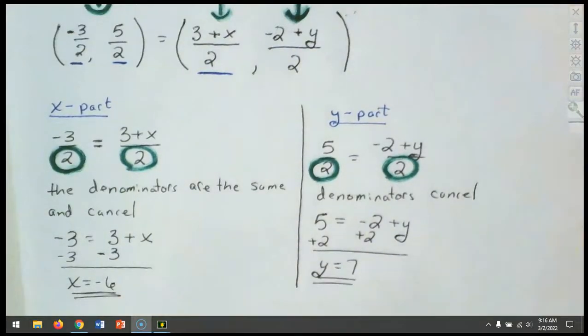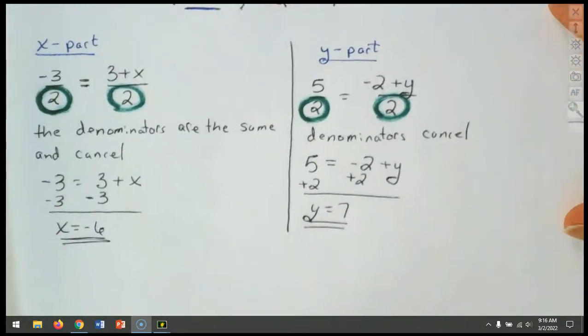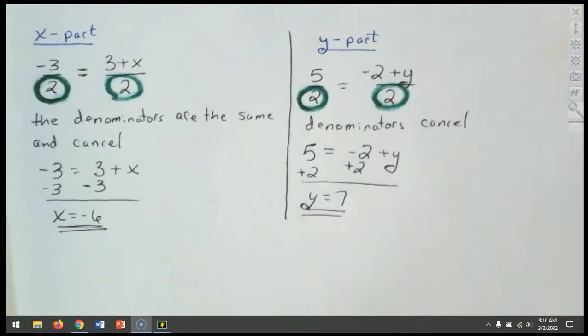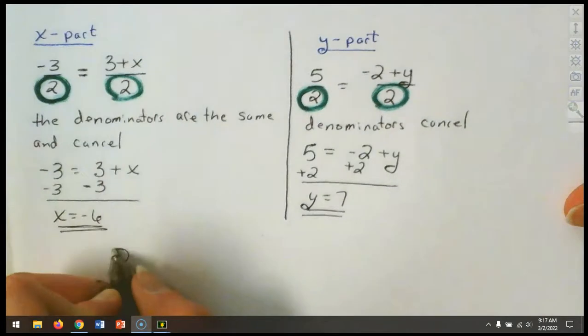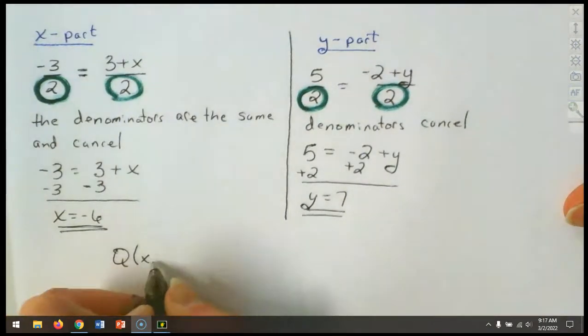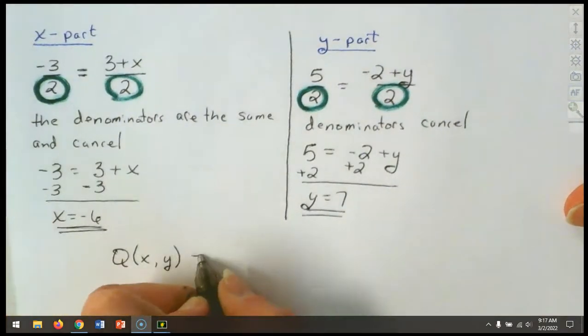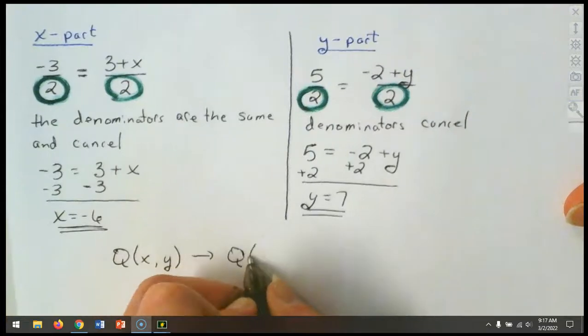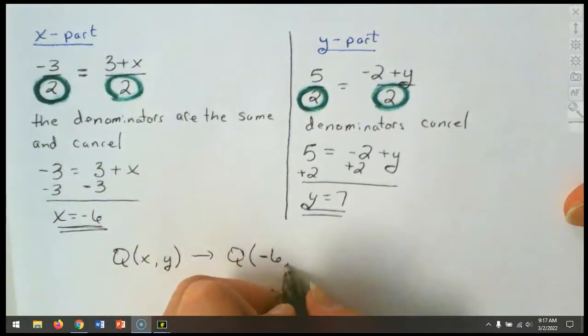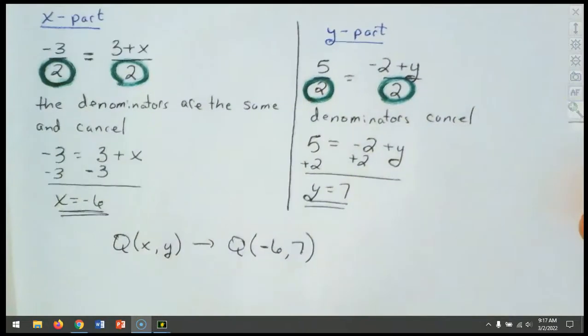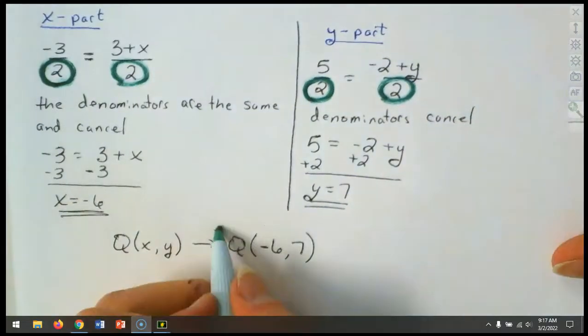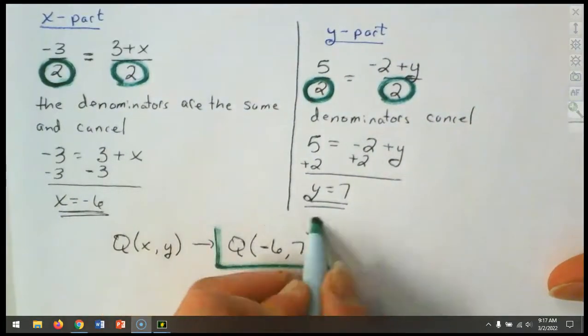And so what's our actual answer? We want to find that point Q. So Q is xy. So that means Q is then going to be what? Negative 6 comma 7. And that's going to be your final answer. That's what we wanted to find.